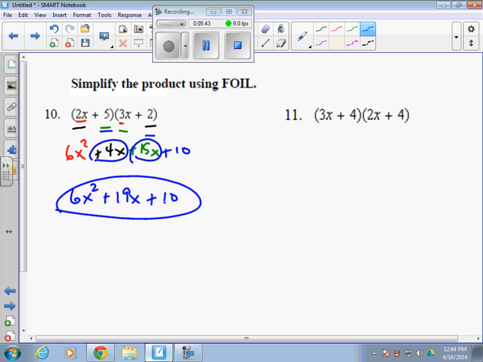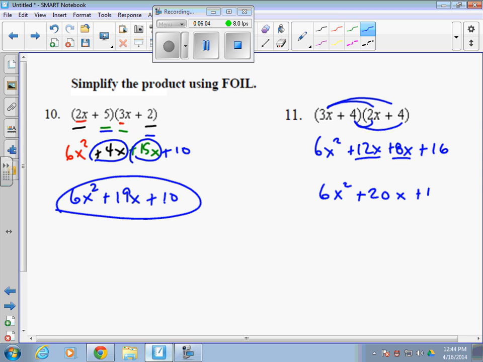We're FOILing it. First terms, 3x times 2x is 6x squared. Outer, 3x times 4 is plus 12x. Inner, 4 times 2x is plus 8x. Last, 4 times 4 is plus 16. First, outer, inner, last. 6x squared, 12x and 8x is plus 20x, plus 16. First, outer, inner, last. FOIL.